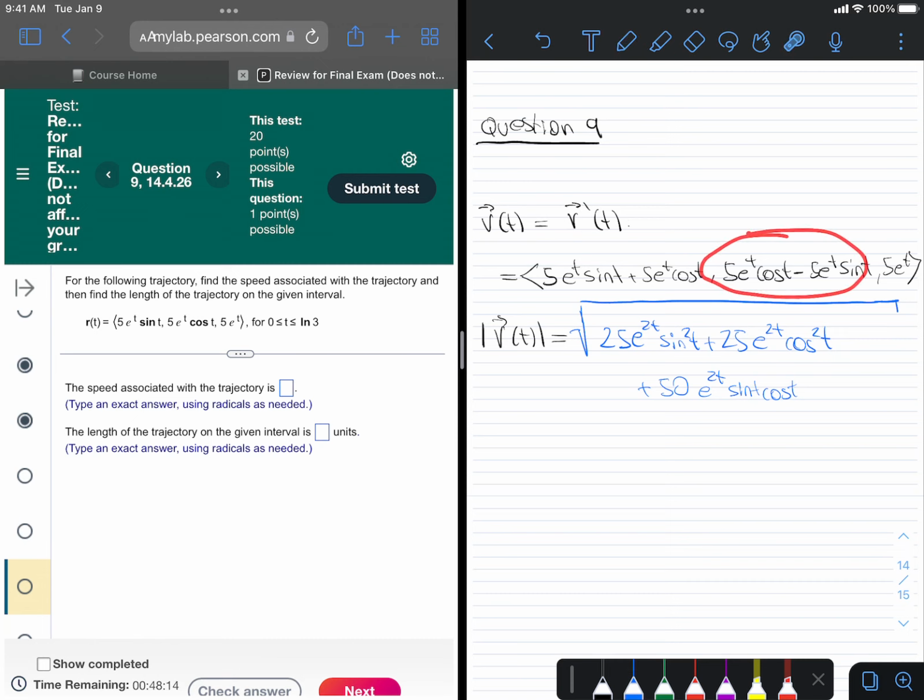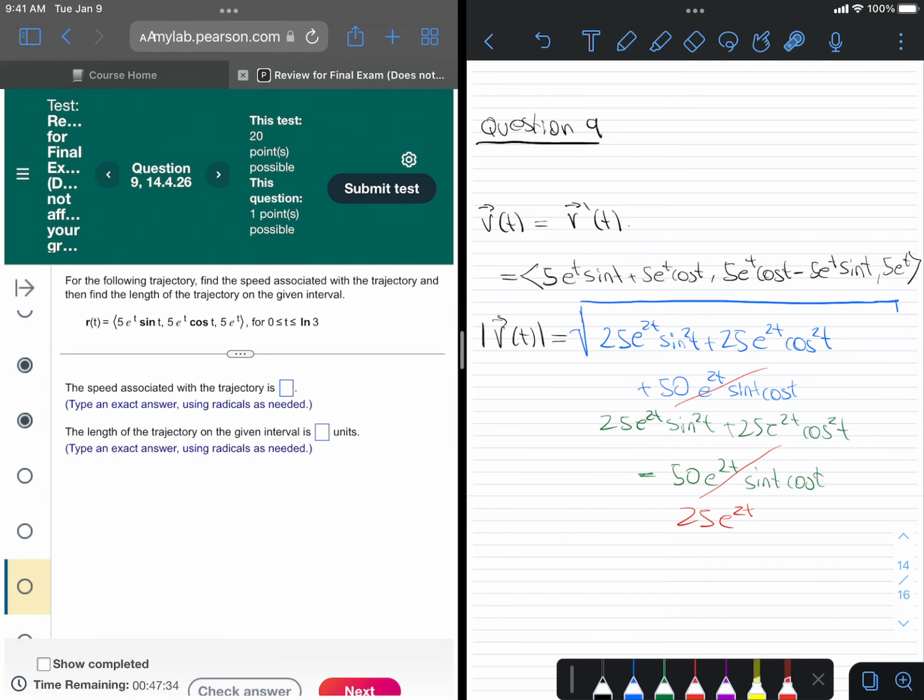And when I square this one, the calculation will be exactly the same, except I'll have a negative sign, which only carries over to this spot. So I'll have 25 e to the 2t sine squared t plus 25 e to the 2t cosine squared t minus 50 e to the 2t sine t cosine t. So this cancels out with this. And then the last term is just the square of this. So that will just be 25 e to the 2t.